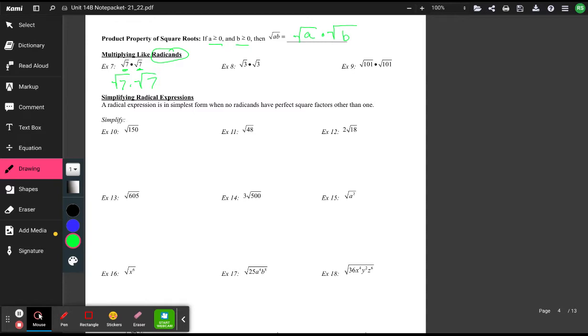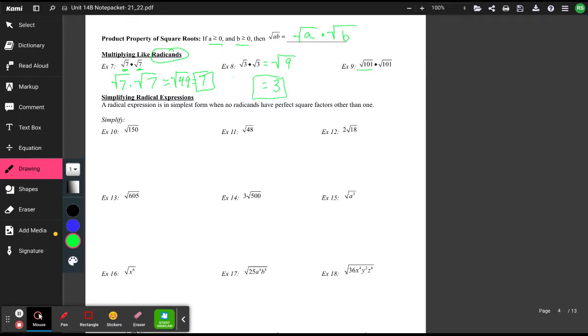But if you have two radicands, we multiply those together and keep them under the radical. If we are multiplying like radicands, square root of 7 times square root of 7, that's square root of 49. That's going to simplify to 7. Same case here, square root of 3 times the square root of 3, that's the square root of 9. We know that that is equal to 3.